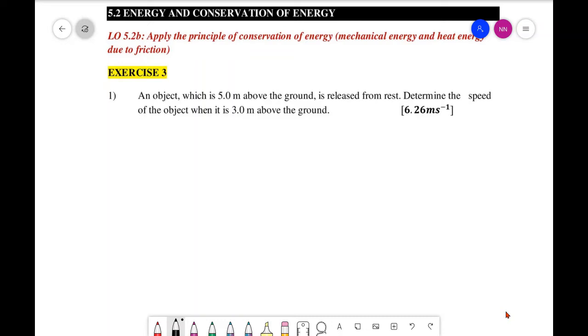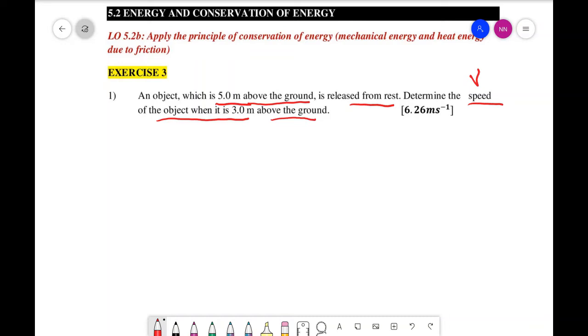An object which is 5 meter above the ground is released from rest. Determine the speed, v, of the object when it is 3 meter above the ground. Can you imagine this situation? Let me illustrate.